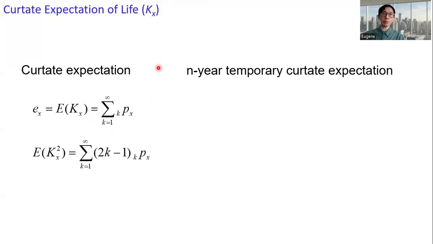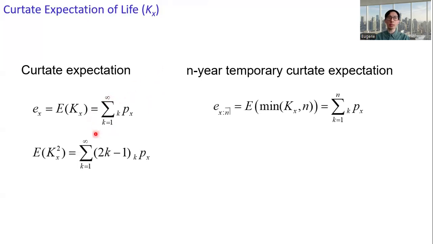And then we have a similar expression for the n-year temporary curtailed expectation. We simply replace the infinity by n. The notation for the n-year temporary curtailed expectation is ex angle n, which is the expected value of the minimum of Kx and n.